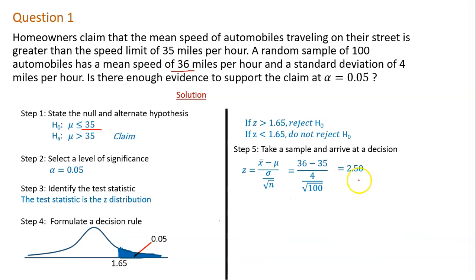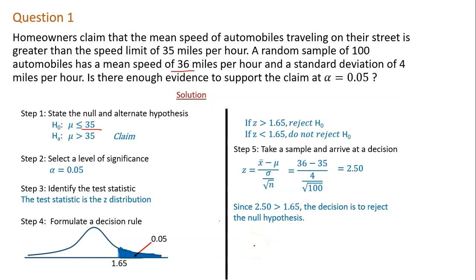Okay. So after getting a test statistic, then you arrive at a decision by saying that since 2.50, that is the test statistic, is greater than 1.65, the decision is to reject the null hypothesis. If you look at the decision rule, we said if the test statistic is greater than 1.65, we should reject the null hypothesis. So that is what you are doing here. Since 2.50, which is the computed value of z or the test statistic, is greater than 1.65, then the decision is to reject the null hypothesis. So after making the decision, then we conclude.